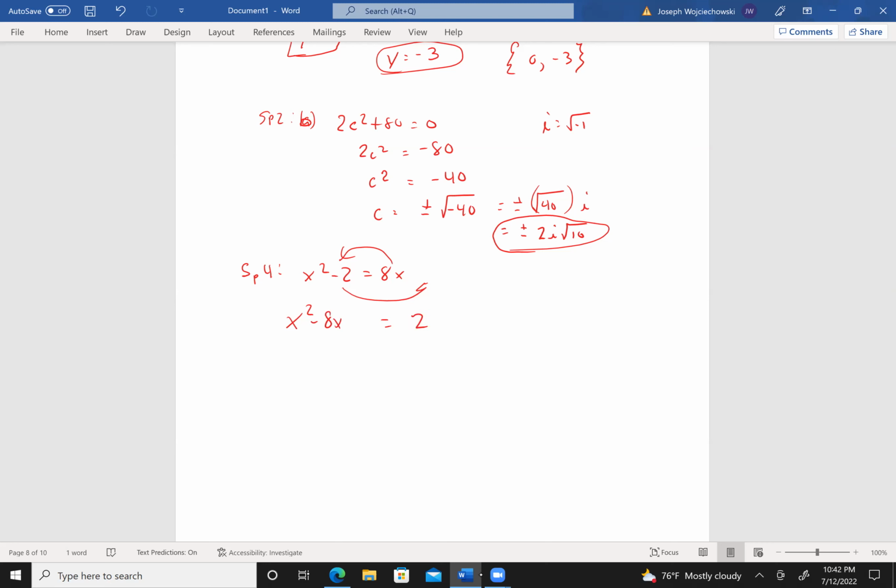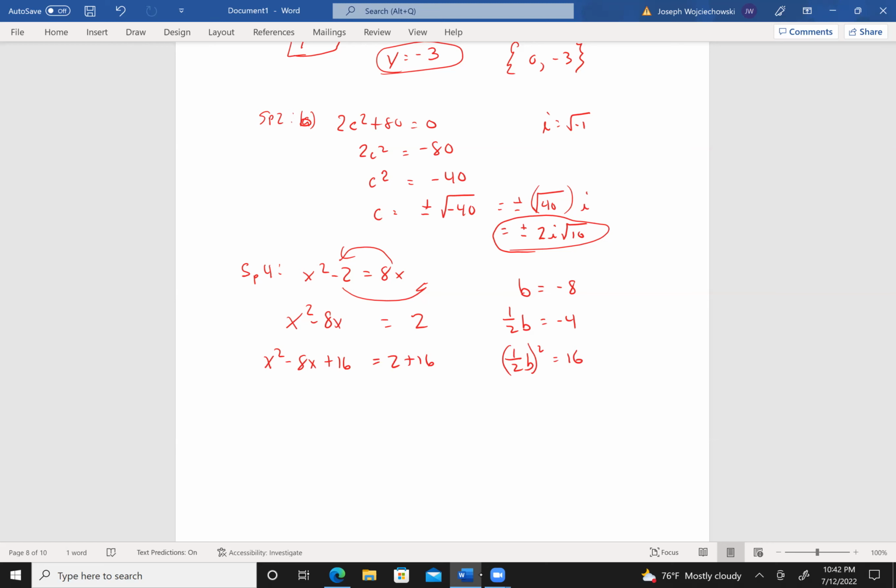Now, we take b. b is equal to negative 8. Then I think, what is 1/2 b? Well, that's negative 4. But what is 1/2 b squared? Well, that would be 16. So my next step here is to add that 16 to both sides.